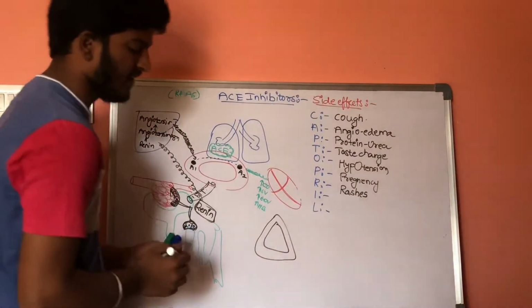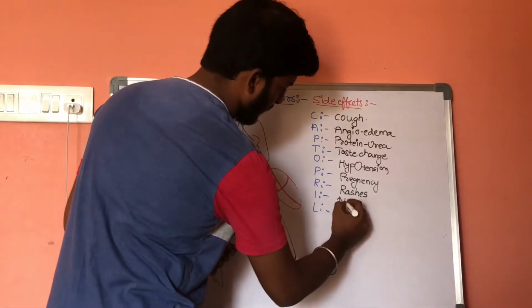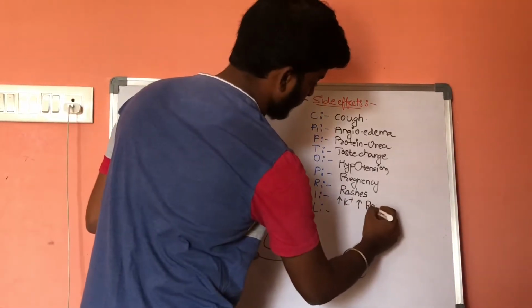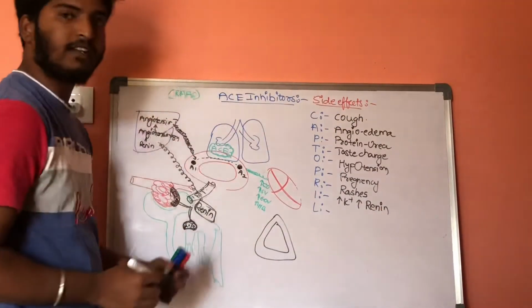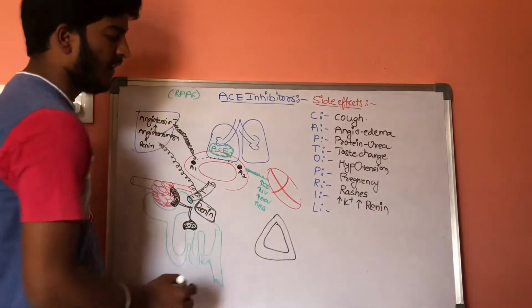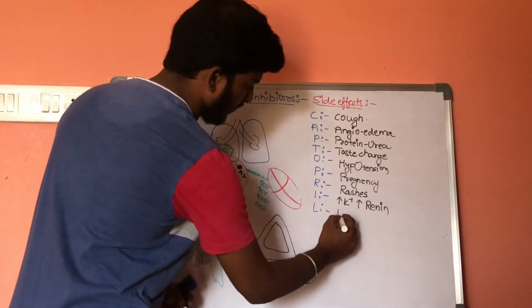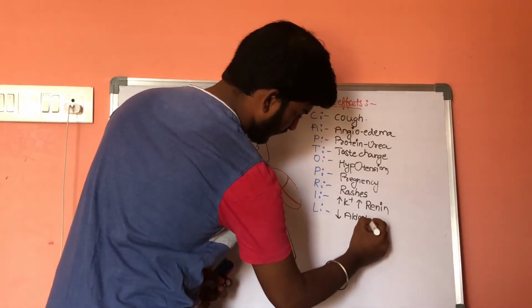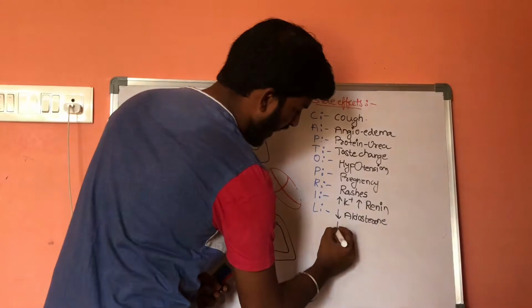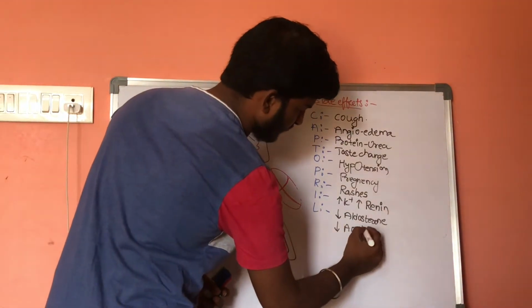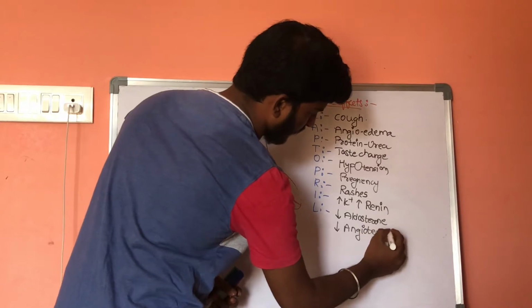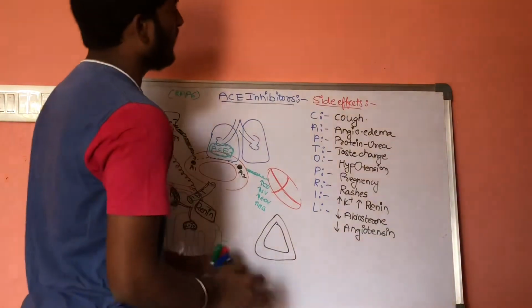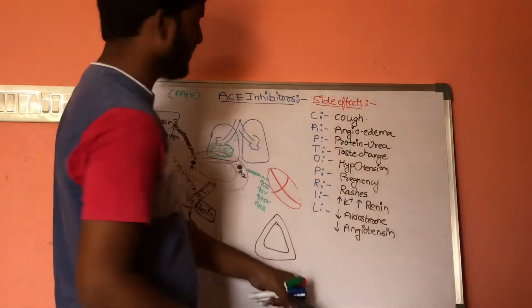I for increase in potassium levels and increase in renin levels. And L for lowering of aldosterone and lowering of angiotensin. These are some side effects of captopril, that is ACE inhibitors.